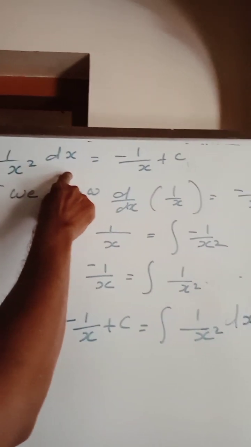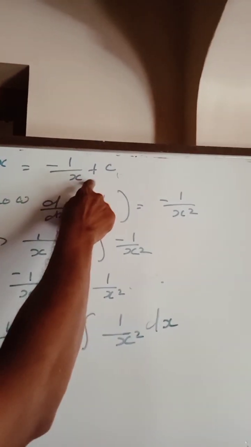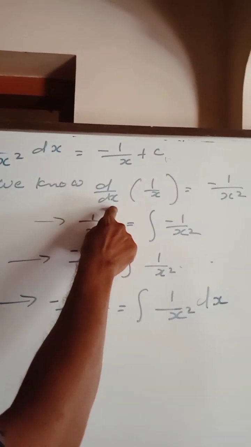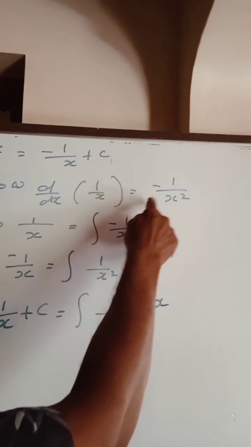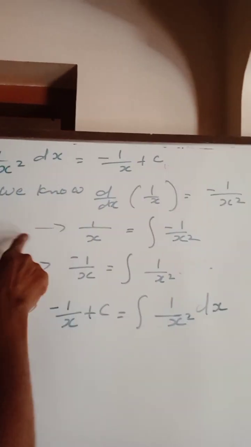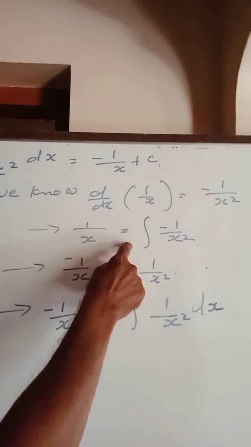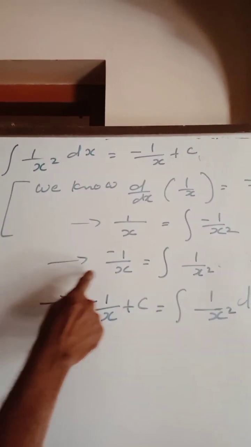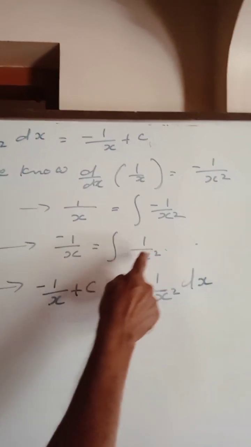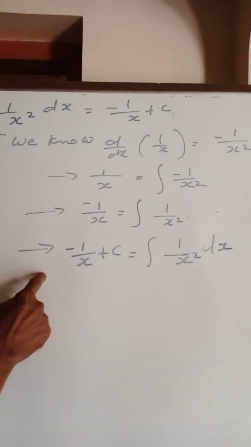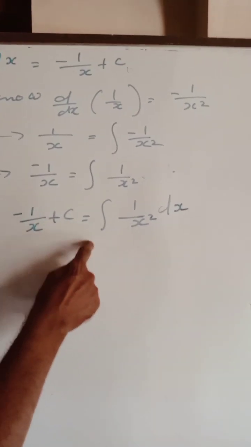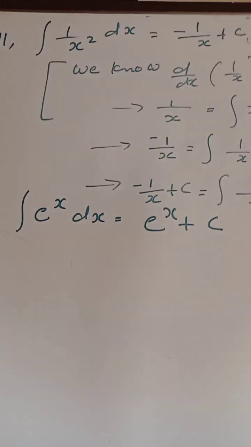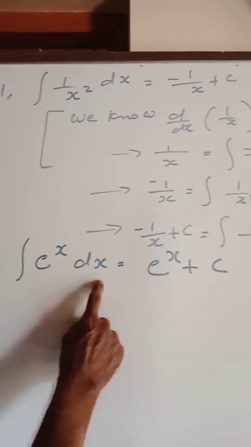11th one, integration of 1 by x square dx is equal to minus 1 by x plus c. For remembering, we know that d by dx of 1 by x is equal to minus 1 by x square, implies that 1 by x is equal to integration of minus 1 by x square, implies that minus 1 by x is equal to integration of 1 by x square, implies that minus 1 by x plus c is equal to integration of 1 by x square dx.